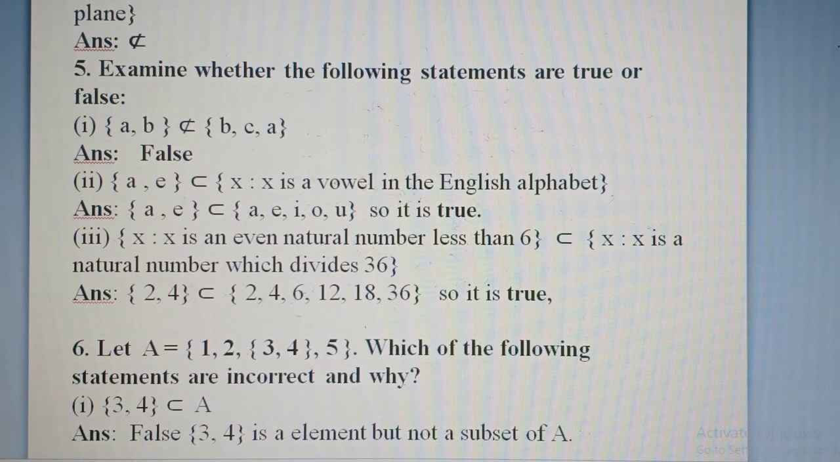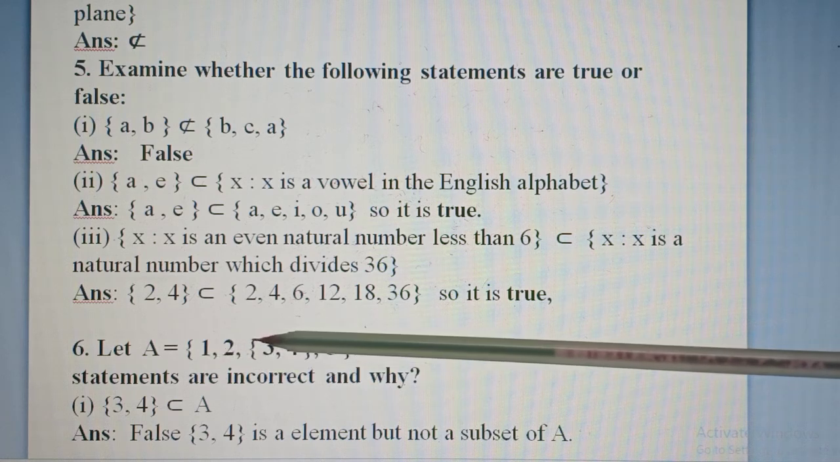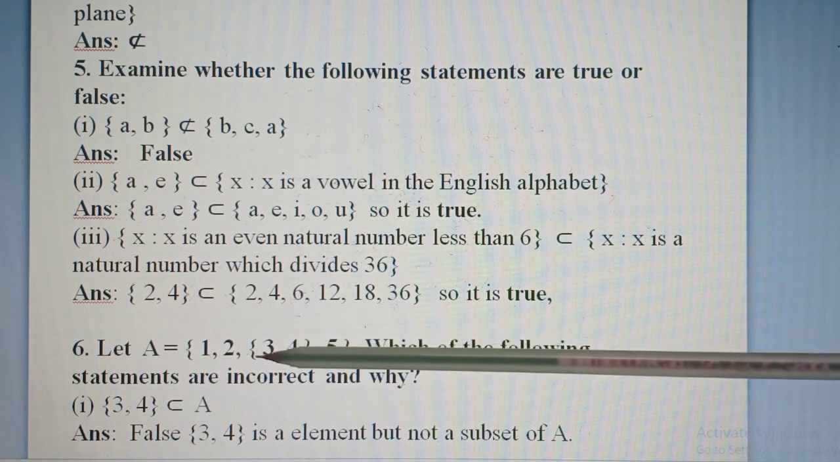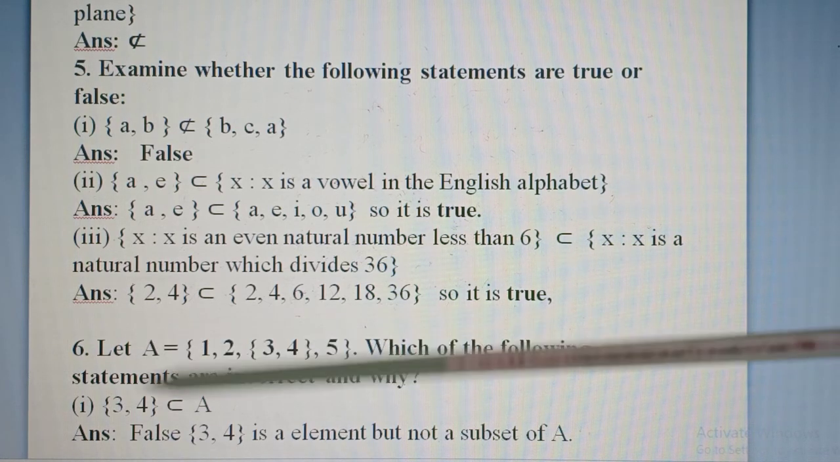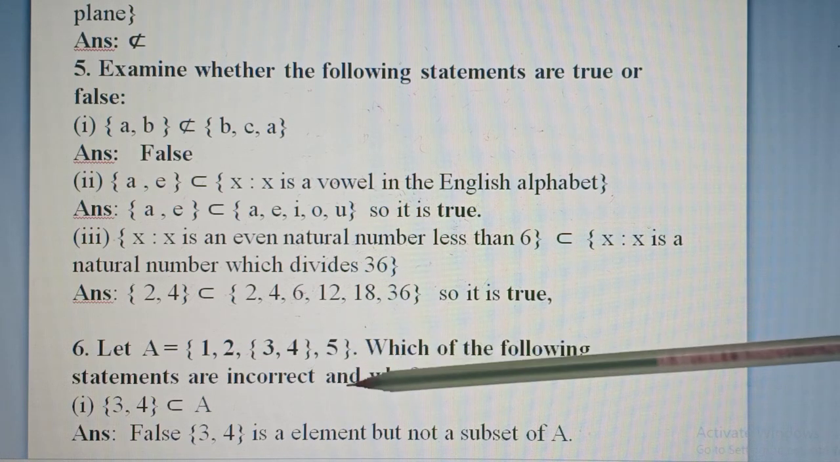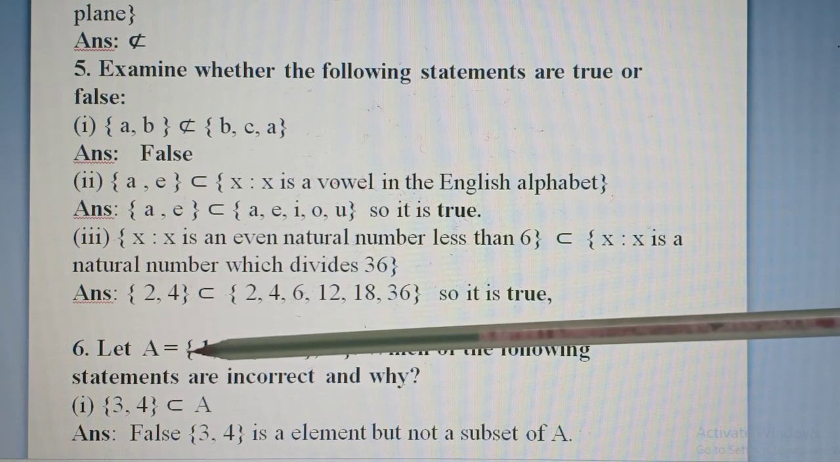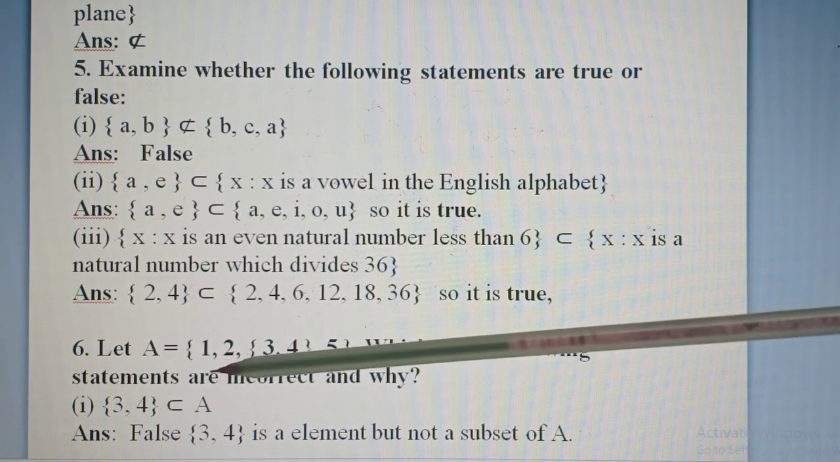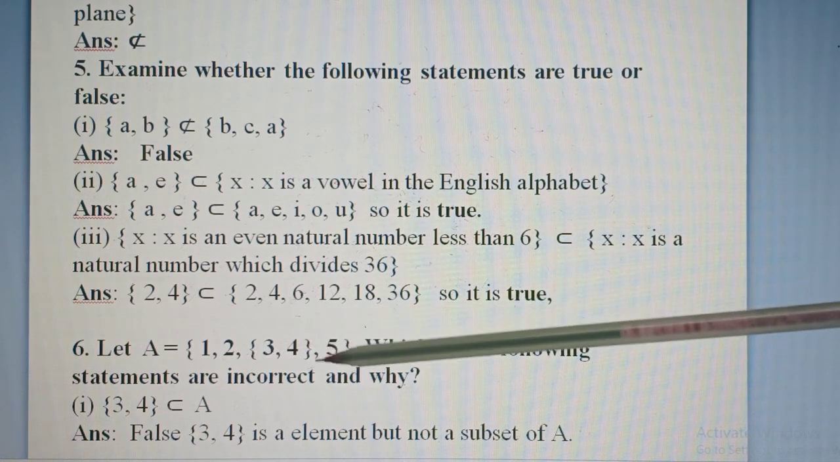Students, the next question is, let A equal to {1, 2, {3, 4}, 5}. These are the elements present in A. 1, 2, and in the second bracket 3, 4 together is an element of A. There is a pair of elements in terms of set, then 5. So we have to confirm that the elements present in the set A are 1, 2, in the second bracket 3, 4, which is one element, and 5.